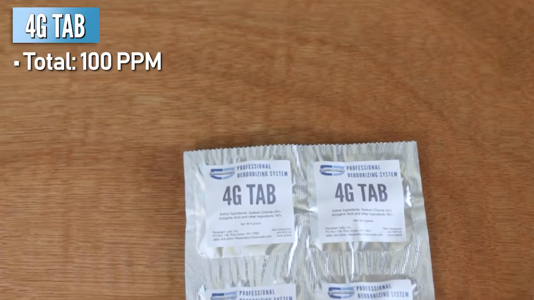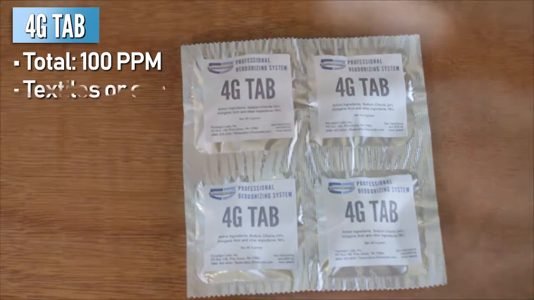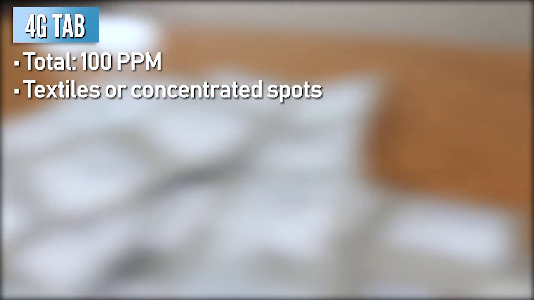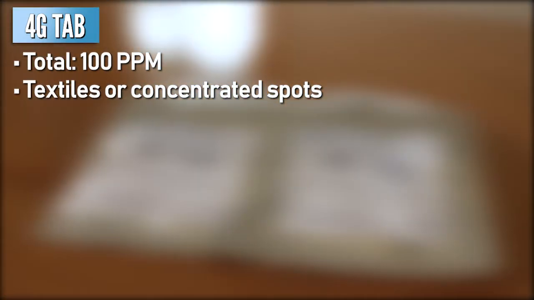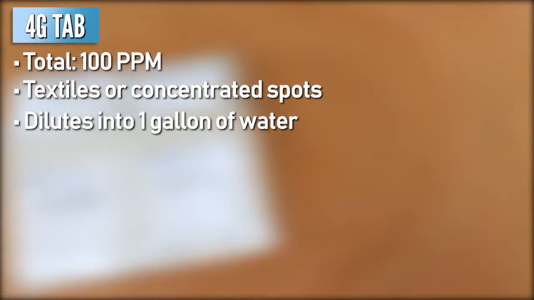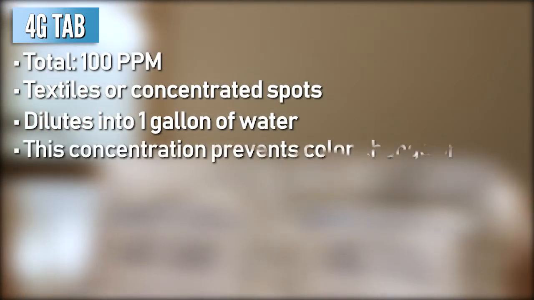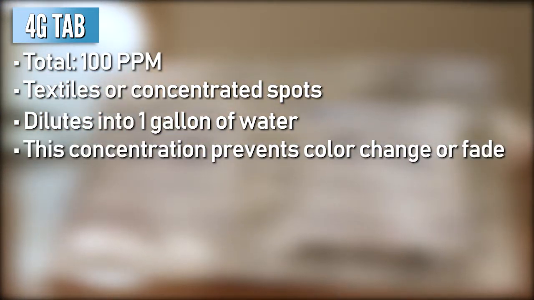Chlorine dioxide tabs are great for small to mid-sized jobs for both carpets and surfaces of up to 7,500 square feet. The 4-gram tab makes a total of 100 parts per million of chlorine dioxide and should only be used for liquid treatments on textiles or on concentrated spots. The 4-gram tab dilutes into 1 gallon as a ready-to-use solution at 100 parts per million and is the appropriate concentration for textiles and to prevent against color change or fade.